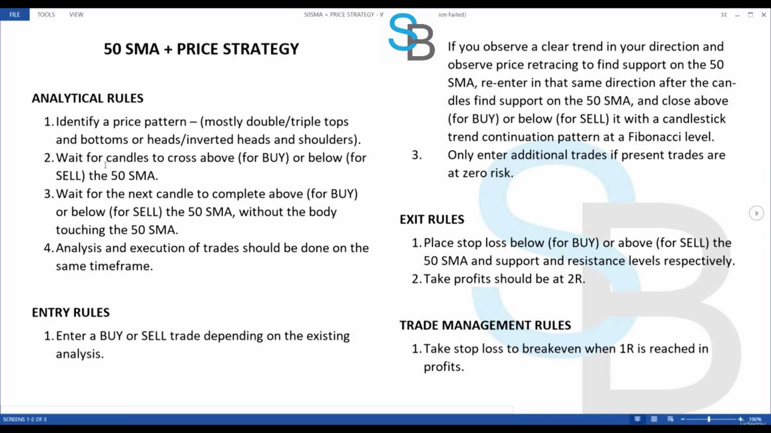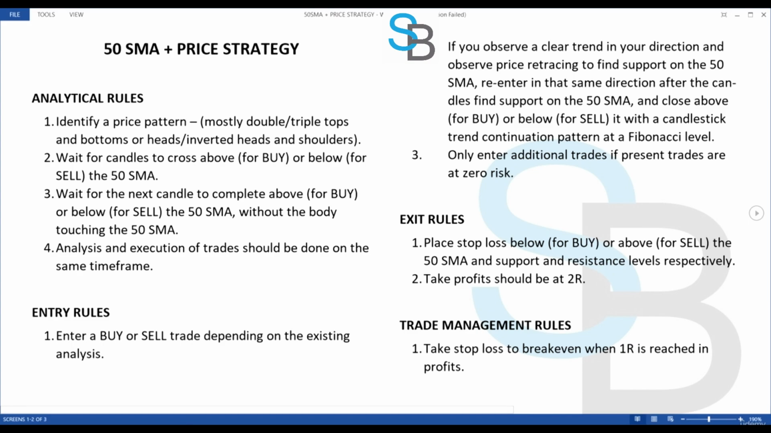So the second rule is to wait for the candles to close above, which is for buy, or below, which is for sell, the 50 simple moving average. They have to close above or below the 50 simple moving average, and then we have to wait for the next candle to complete above the moving average for buy and below the moving average for sell, without the body of the candle touching the 50 simple moving average, right? And then analysis and execution of trades should be done on the same time frame. So we are not using multiple time frames for this, we are using just one time frame.